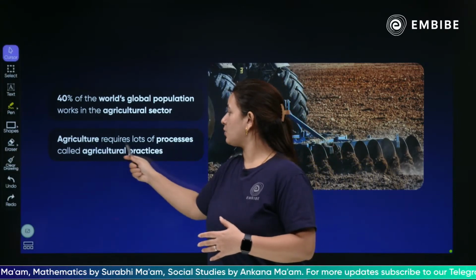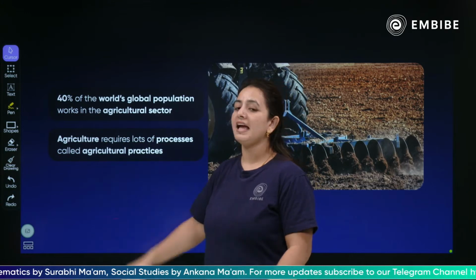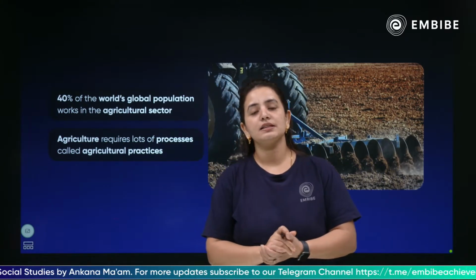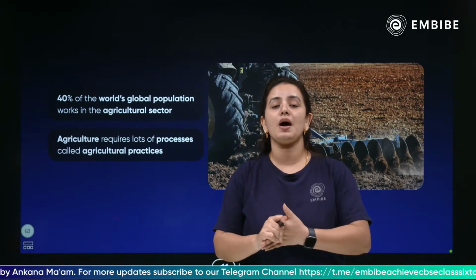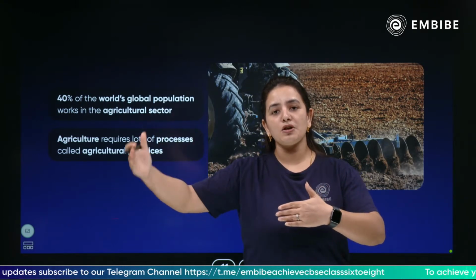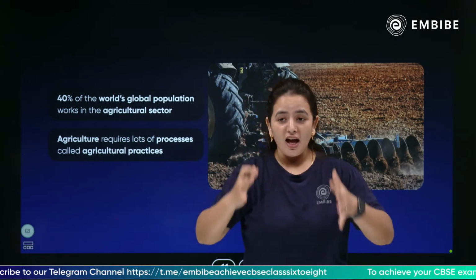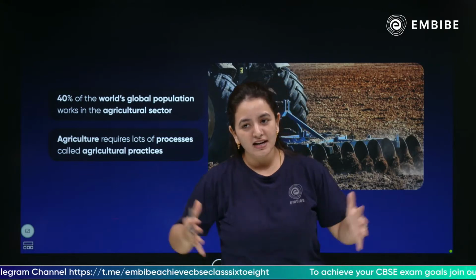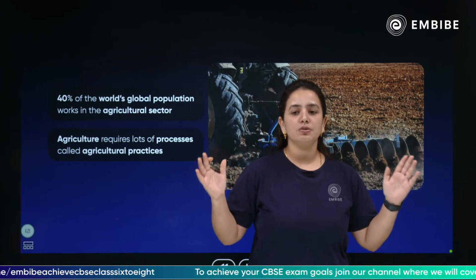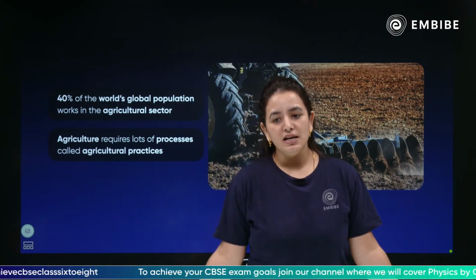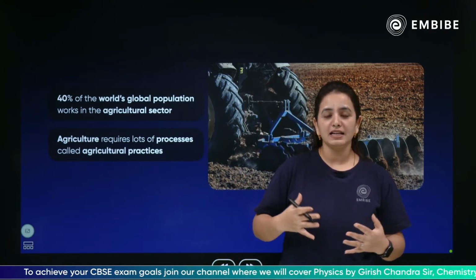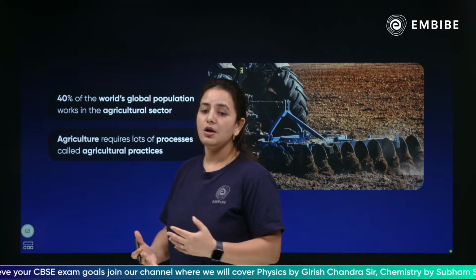And agriculture requires a lot of processes, which are called agriculture practices. What are agriculture practices? They require lots of processes. One by one, a process is done so that you can have food and we can cultivate the crops. So 40% of the world population is involved in the agriculture sector, and agriculture requires a lot of processes, which is why we call them agriculture practices.